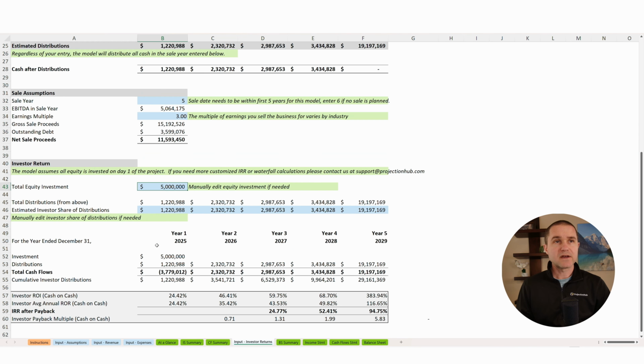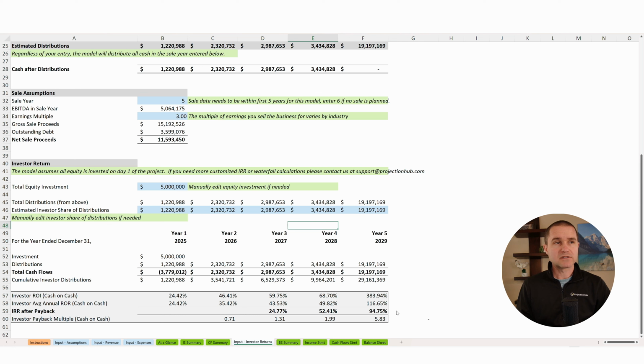Now the total equity invested, based on the assumptions we put in here, was 5 million. And so then we can see what's available. This is what was available for distributions to investors over the years, including the final distribution upon the sale as well.